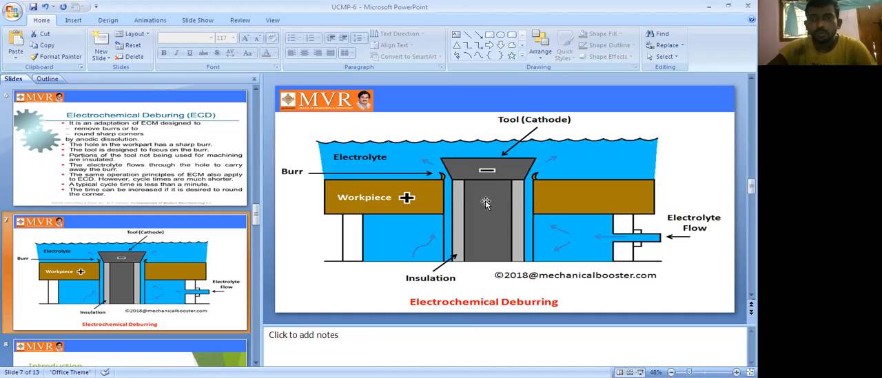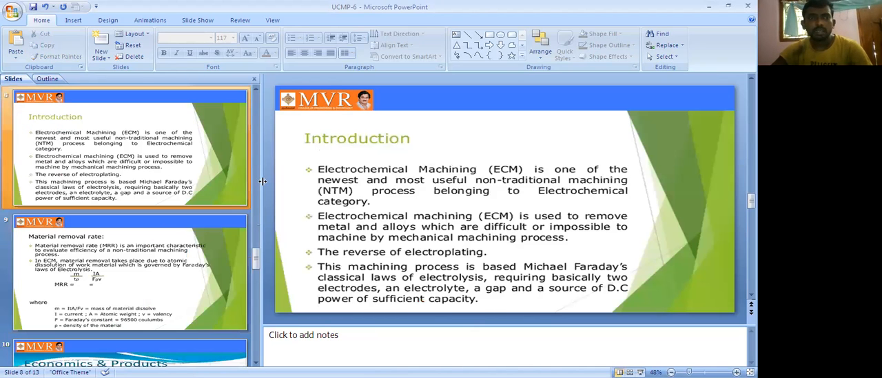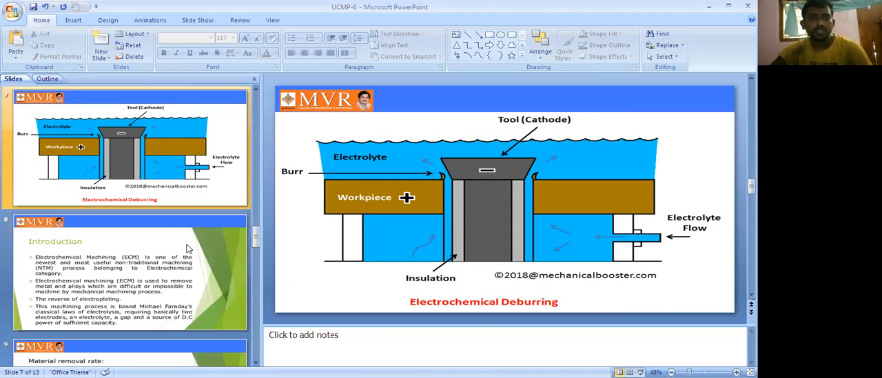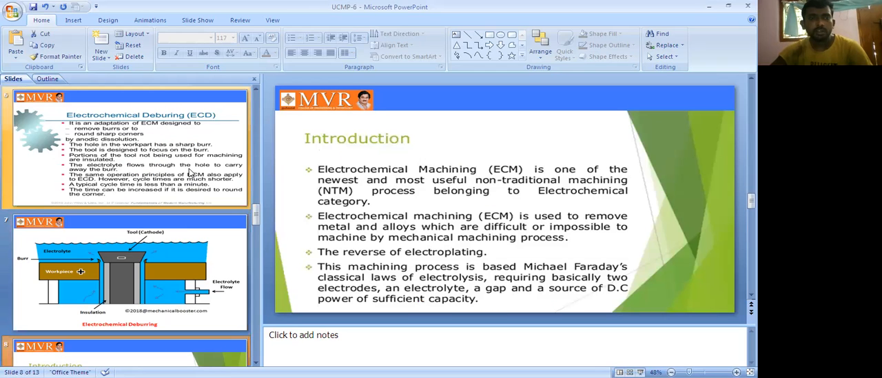The tool moves forward and backward, and after some time the rough surfaces are removed to get smooth surfaces. This process we call the deburring process. The tool moves backward and forward, backward and forward, and after that we get the deburring. So that is one block diagram. Next, we can see the deburring concept.